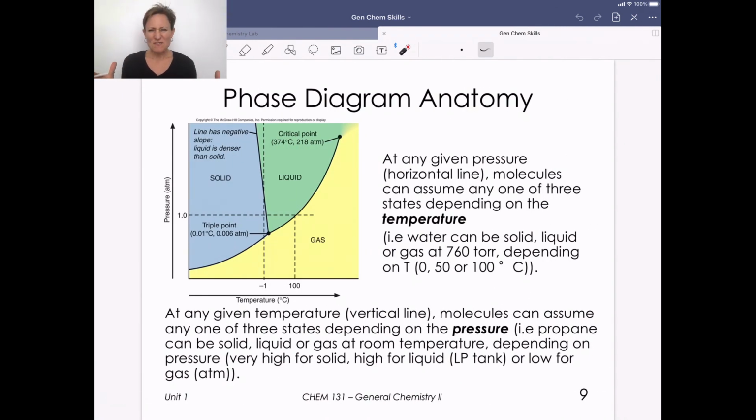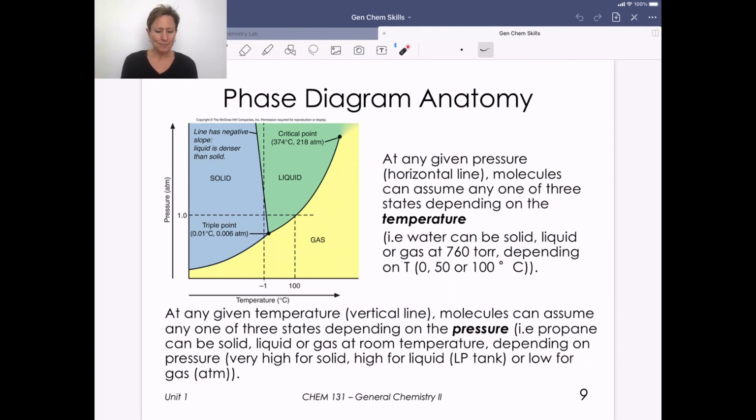All right, so with these phase diagrams, the anatomy is such that if I draw a horizontal line here, that means I'm keeping pressure constant. So if I keep pressure constant, so we have a given pressure, molecules can assume any one of three states depending on the temperature, right? Think about a practical example for this with water. If I'm looking at 1 atmosphere, which is 760 torr, I can be a solid, I can be ice, and then at 0 degrees, I'll transition to a liquid, and then at 100 degrees, I'll transition to a gas. So think about practical examples that can help make sense out of this.